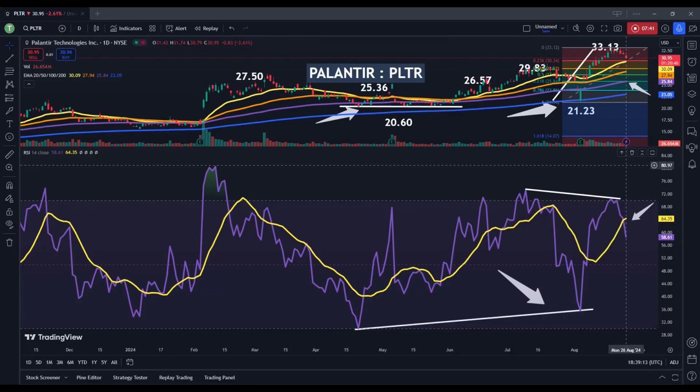So here's the current market outlook for Palantir Technologies Incorporated, stock ticker PLTR.